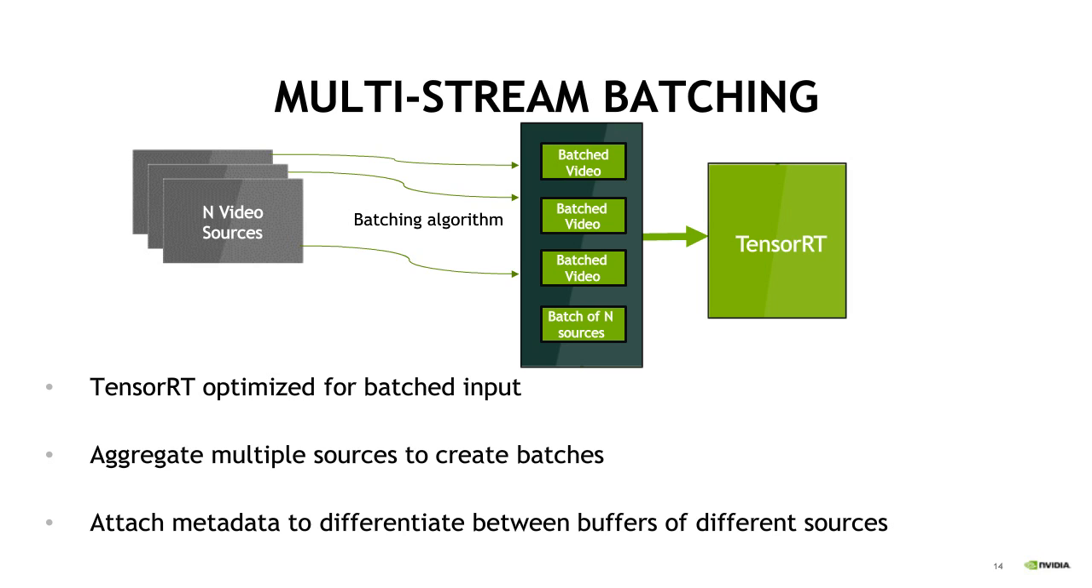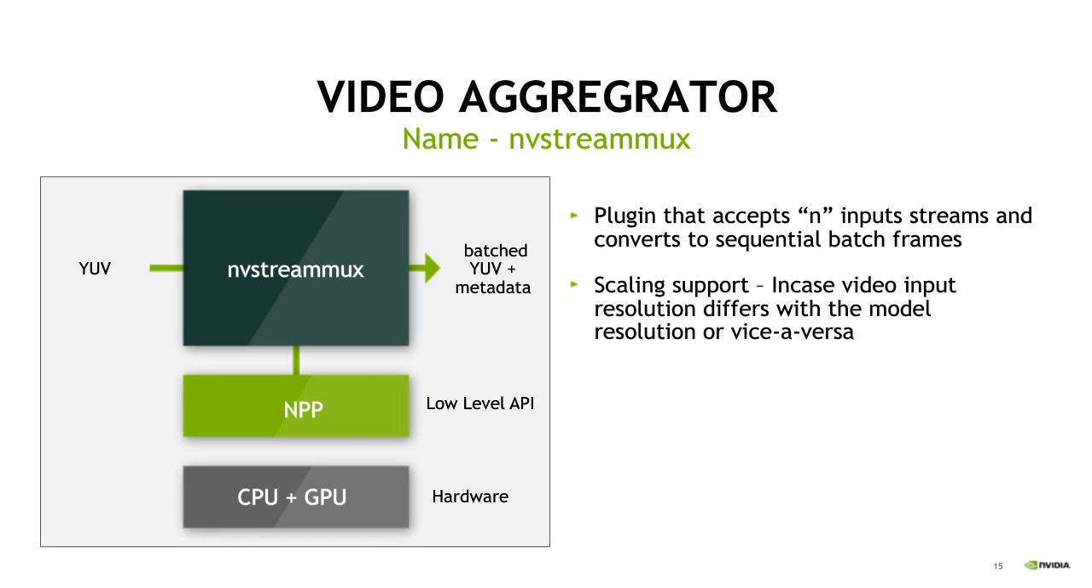In order to help with batching, we've developed this aggregator plugin. This will provide a sequential batched output from n number of YUV input streams and append on any generated metadata. In some scenarios, the input resolution may be different from the desired inferencing resolution that the neural network has been optimized for. To handle that, we've added support for video resolution scaling into this plugin.